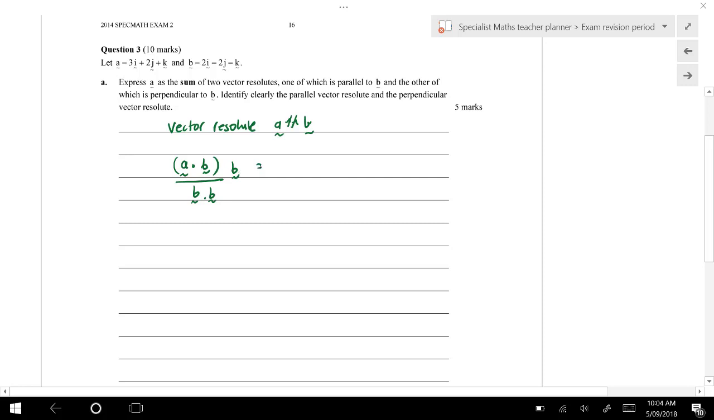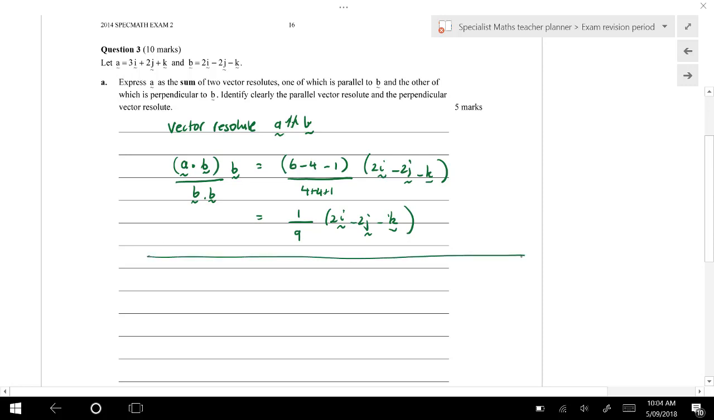And that is A dotted with B, which is minus 3 times 2. Please show your working. 2 times minus 2 is minus 4. Minus 1 over 4 plus 4 plus 1, and that's vector B. Let's put that in: 2i minus 2j minus k. Now, that is equal to 1 over 9 of 2i minus 2j minus k. Now, that is my vector resolute of A parallel to B.